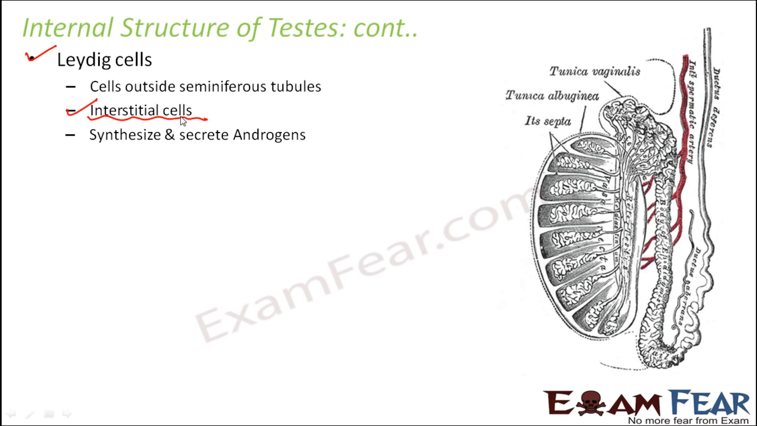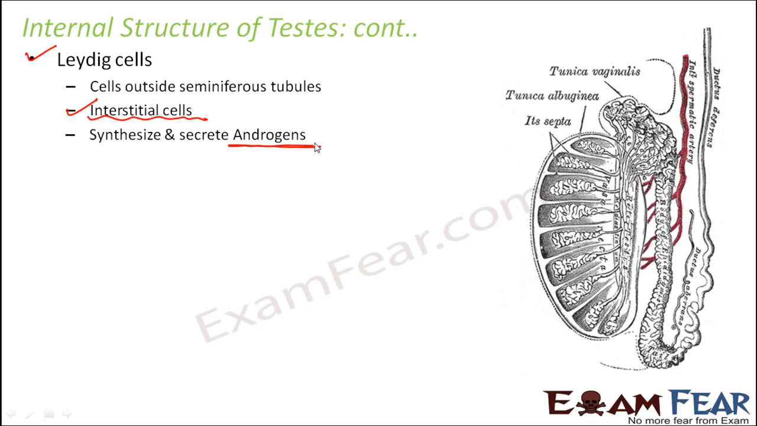Now why are they important? They synthesize and secrete androgens. And what are androgens? Androgens play a very important role as far as the male secondary characters are involved. One example of androgen is testosterone, which is a male hormone. So androgens control the functions of the male sexual accessory ducts and the glands. It controls the function of the male reproductive glands, which we were talking about just now.